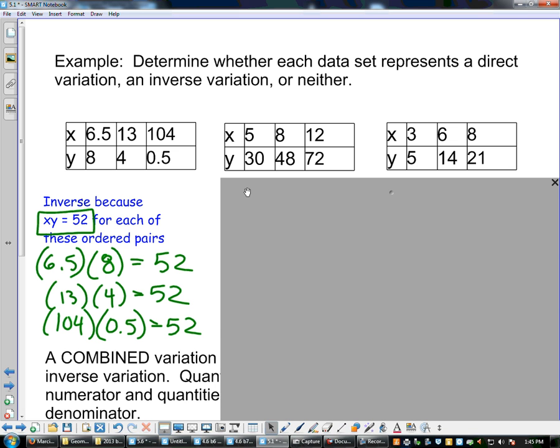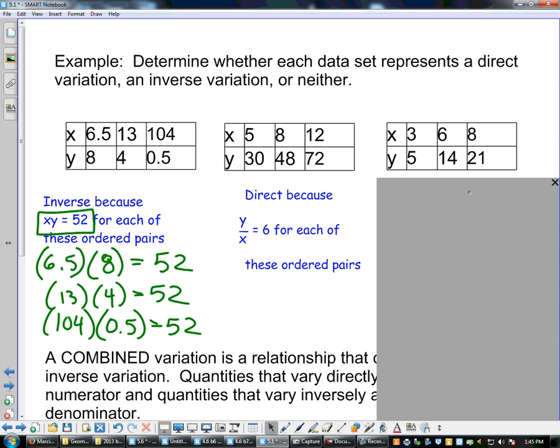So it sounds like it might be a direct variation, but we don't know for sure unless we actually do the dividing. Is 30 divided by 5 equal to 48 divided by 8? And is that equal to 72 divided by 12? Yes. Y divided by x is equal to 6 for each of these. So that's why we would say it's a direct variation equation.